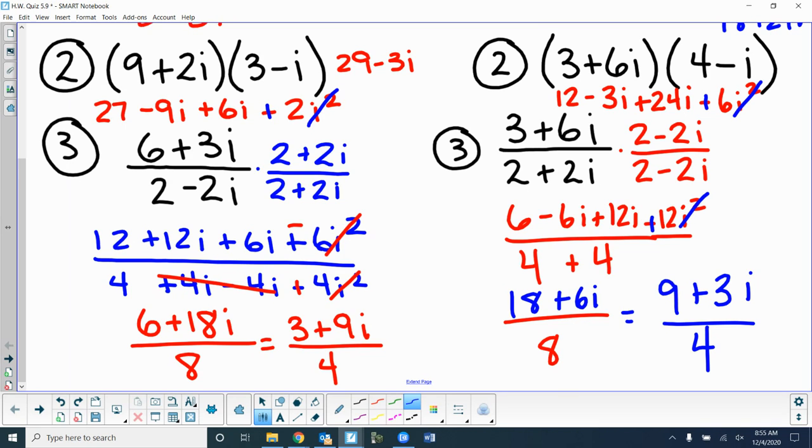Questions on any of those? 100 or 102? Or maybe 96? No questions? We understand? Okay. Then you have a practice quiz for homework. We'll go over it Monday. Quiz is Tuesday, or actually test. Lots of stuff.